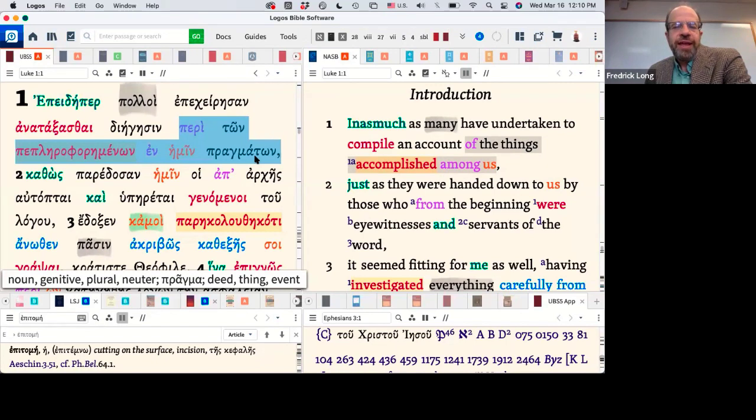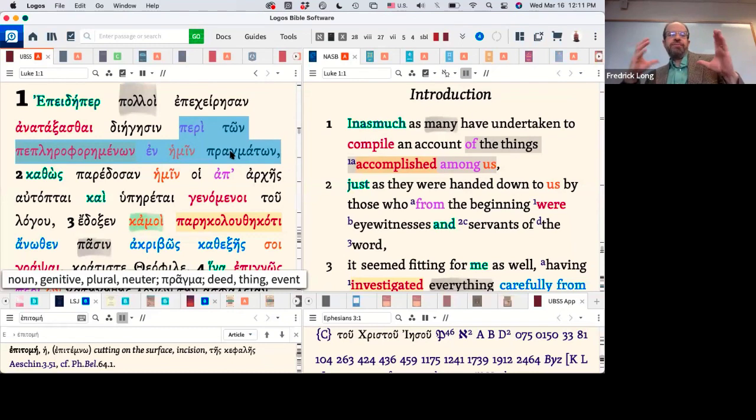Deeds or things accomplished. Yes. So many have basically attempted to compile a narrative concerning what has been fulfilled in these events. So concerning the events happening, or matters having been fulfilled among us.